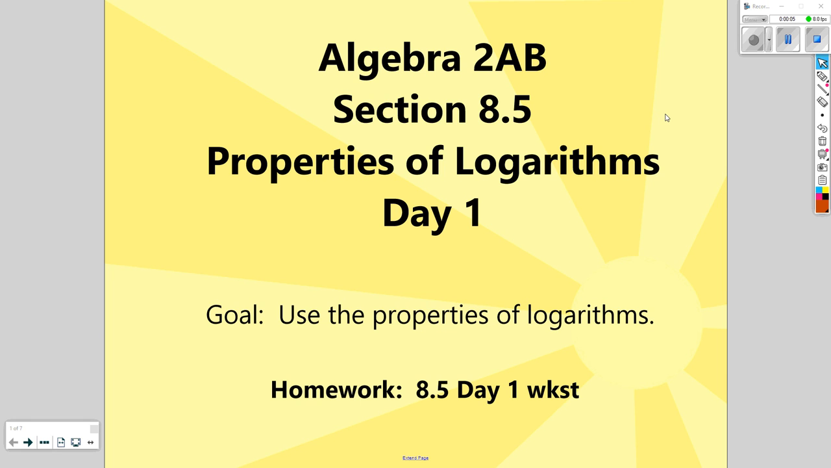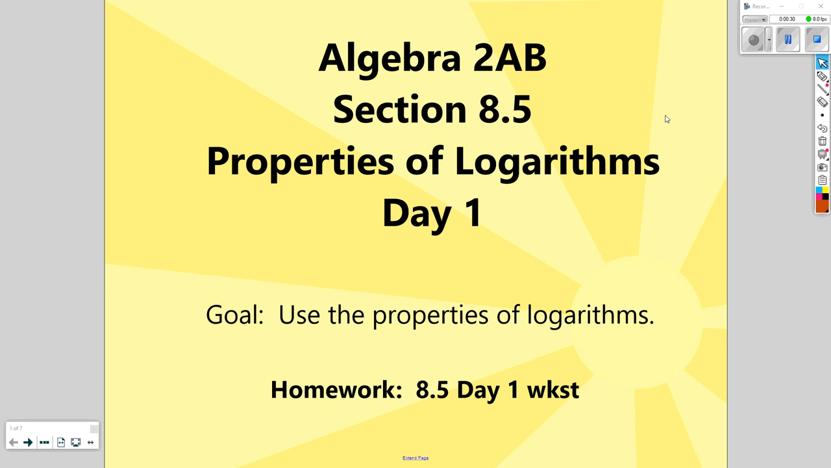Today in Algebra 2AB we're going to go over section 8.5, which is talking about properties of logarithms. And we're actually just combining both days here into one. So we had separated it before into day 1 and day 2, and we're just going to combine both. So what we're going to be talking about is using properties of logarithms to condense and expand expressions.